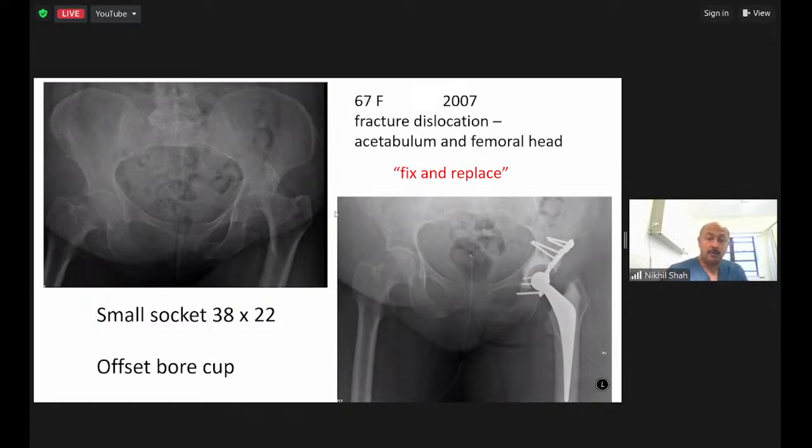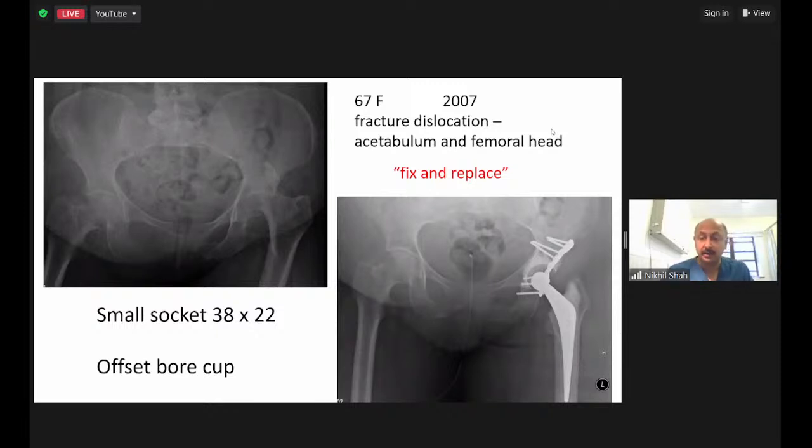The problem, of course, was that she was morbidly obese, but she had a very small socket. The outer diameter of the socket was only 42. Now, one of the things that Wroblewski had manufactured at Wrightington is this offset bore cup. If you look at the X-ray of the hip replacement, it looks as if there is inferior wear, but it's not inferior wear. It's just that the polyethylene is much thicker at the top of the cup than at the bottom, so that the bore or the hole inside the cup is offset towards the lower part of the cup.